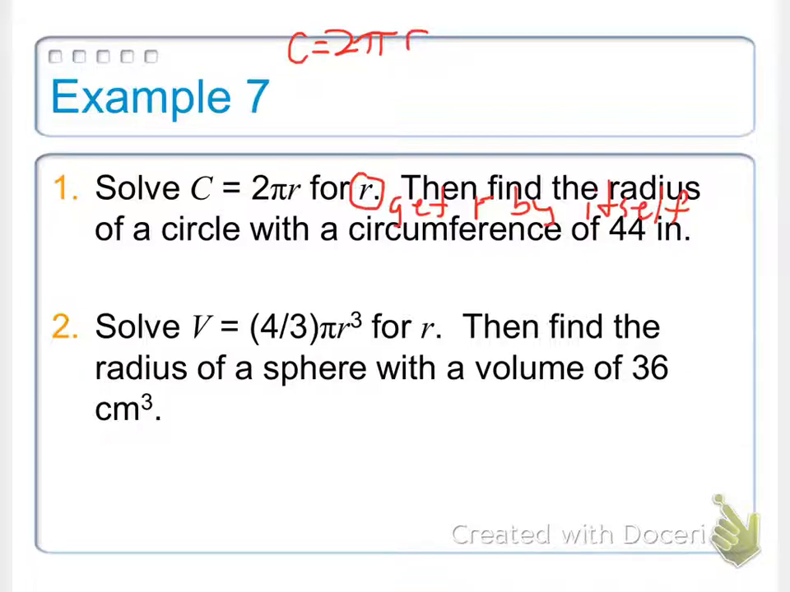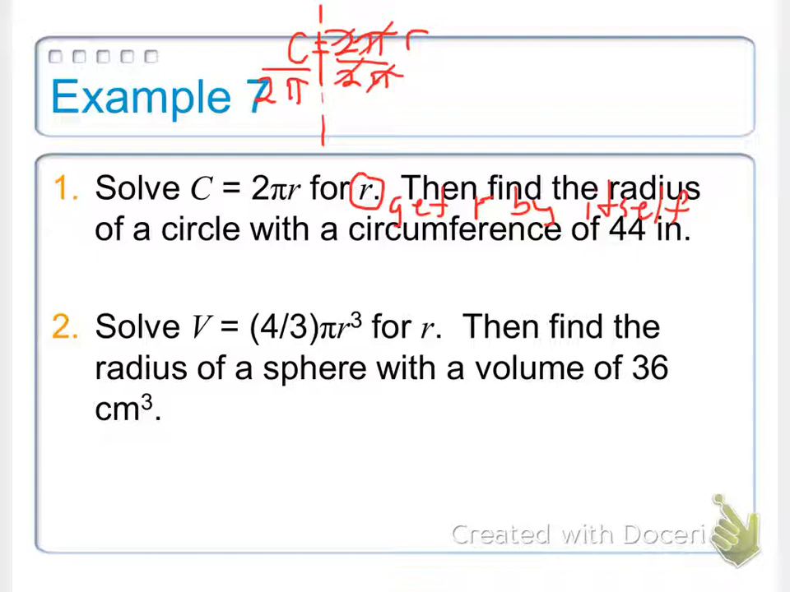So I've got a 2 and a pi that are multiplying. So I want to do dividing. So I'm going to divide by 2 and pi. Remember, I want to bring everything to the other side of this. So the pi's cancel out and the 2's cancel out. But I haven't kept this thing in balance. So whatever I do to one side, I have to do to the other.